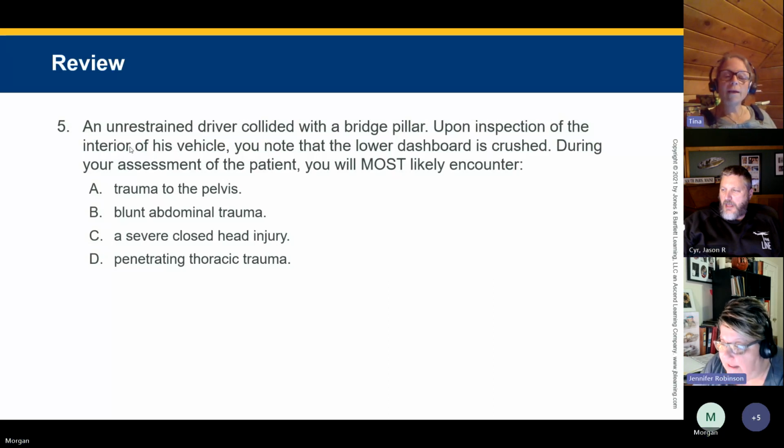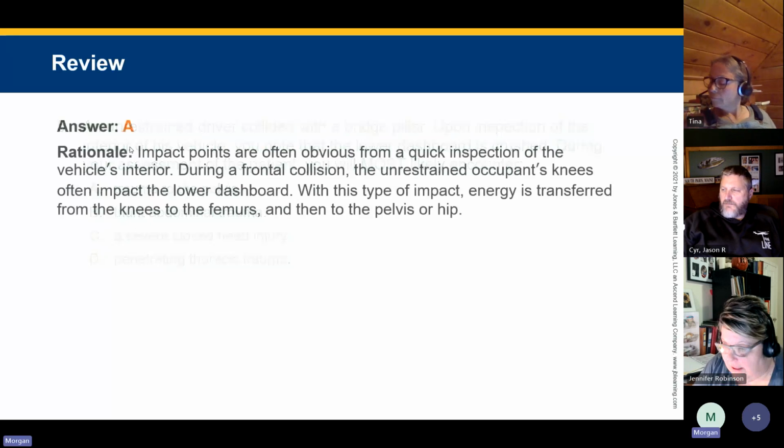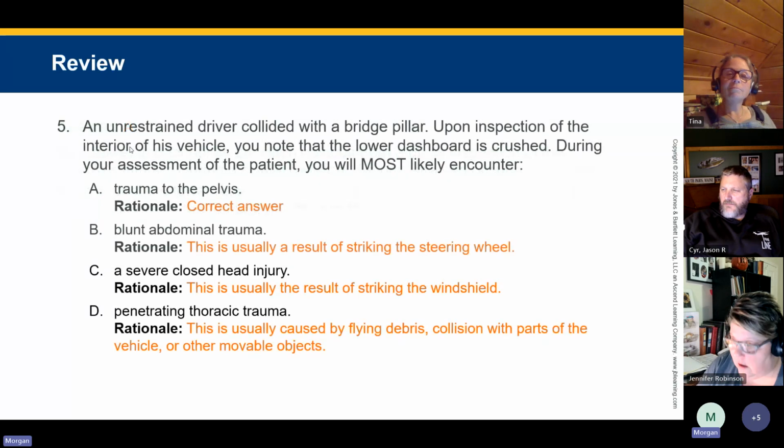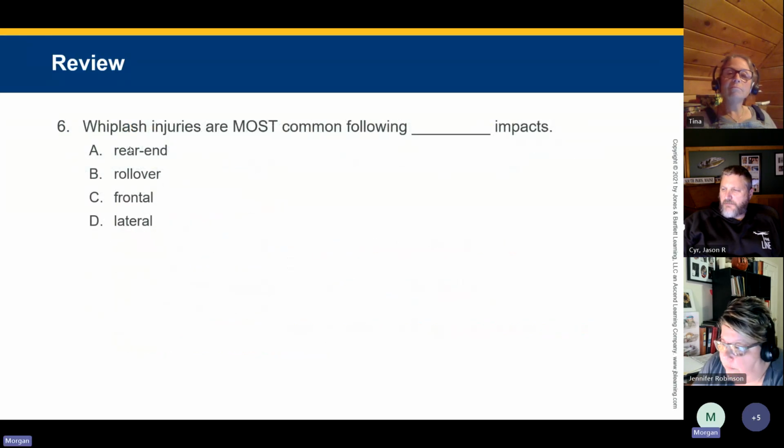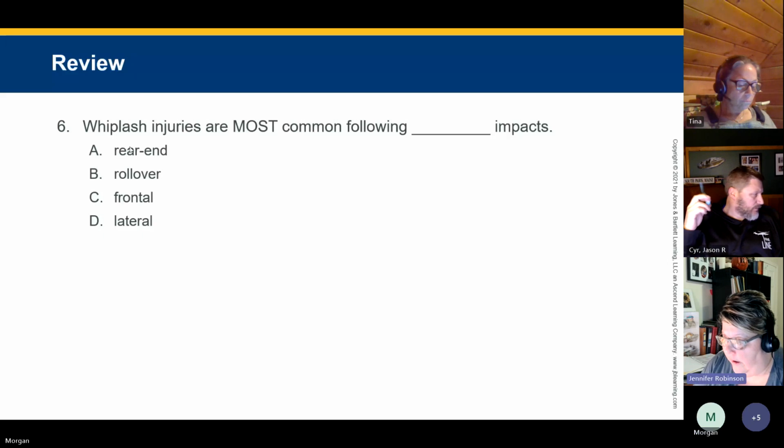A. I would say A. I would go with A. Yeah, because that's when it goes up and hits the dashboard. Whiplash injuries are most common following: A, rear end, B, rollover, C, frontal, D, lateral. A, rear end.